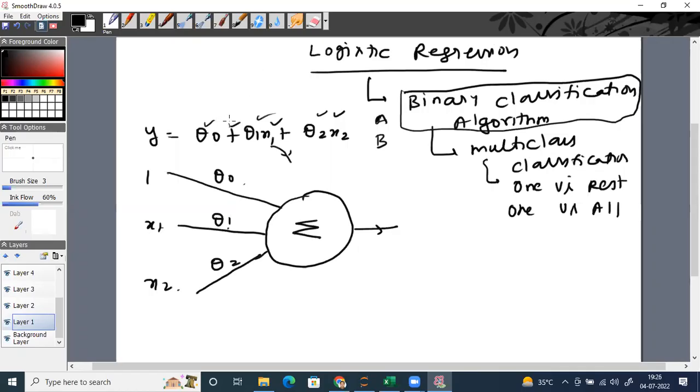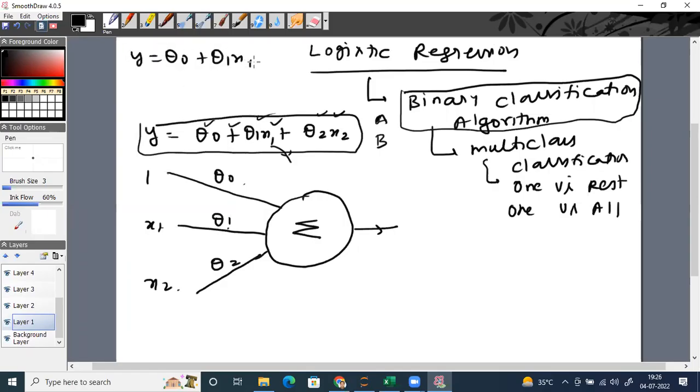See. This is the equation of your linear regression, right? y is equal to theta naught plus theta 1 x1 plus theta 2 x2. Okay, and suppose somebody says represent this in terms of a block diagram. Represent this equation in terms of block diagram. So we understood this way. The same equation can be written like this: theta naught into 1 plus theta 1 into x1 plus theta 2 into x2. Can we write this or not, everyone?